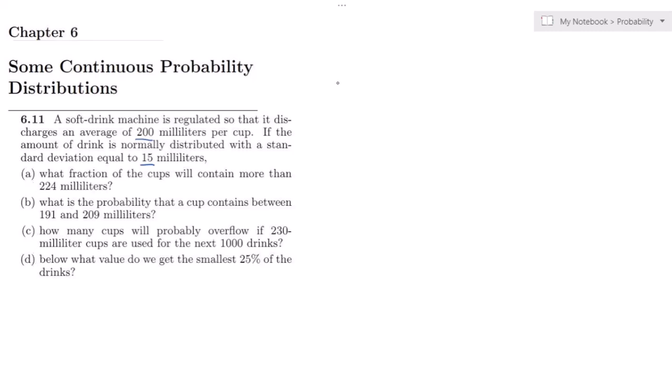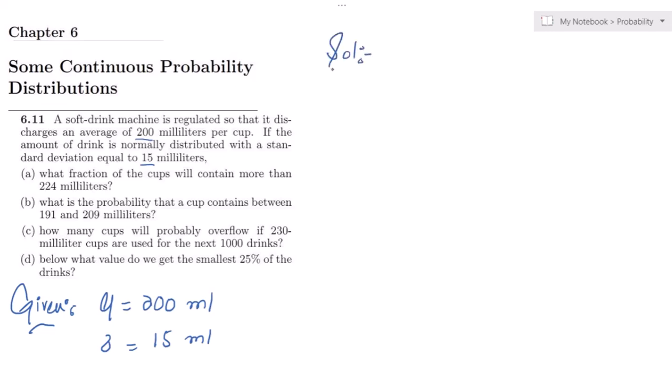So let us solve it first. In solving it, let me first find the given data. The value of mu, which is the mean, is 200 milliliters per cup, and the standard deviation, which is sigma, is 15 ml. Okay, so this is the given data. On the basis of it, let me solve different parts of our question.